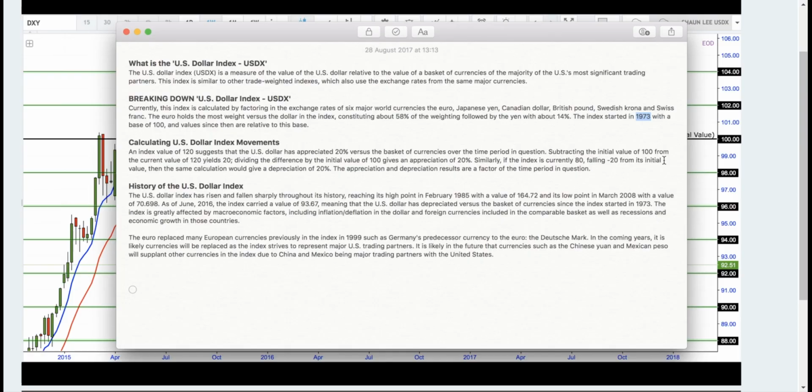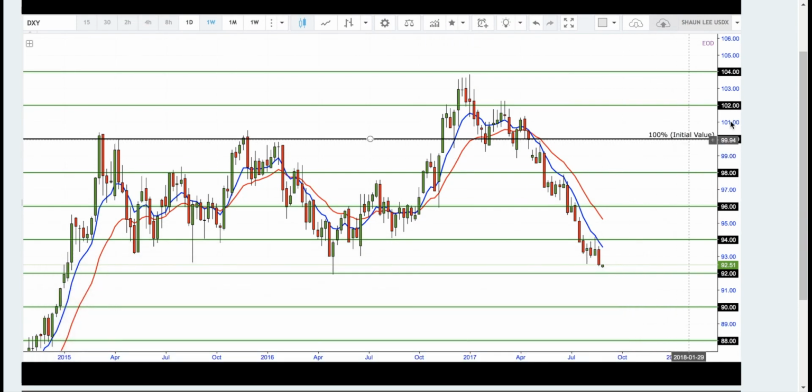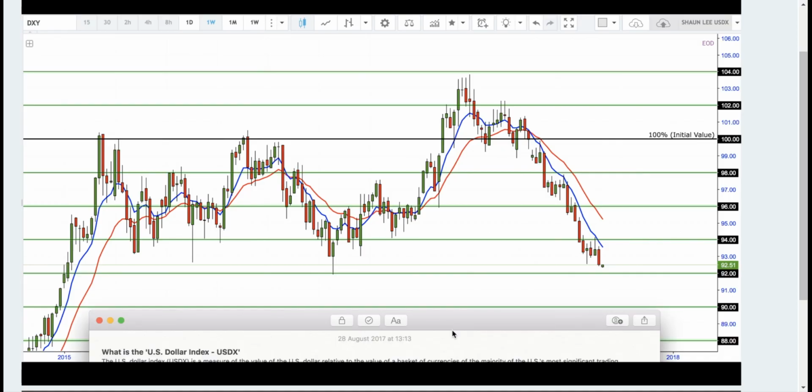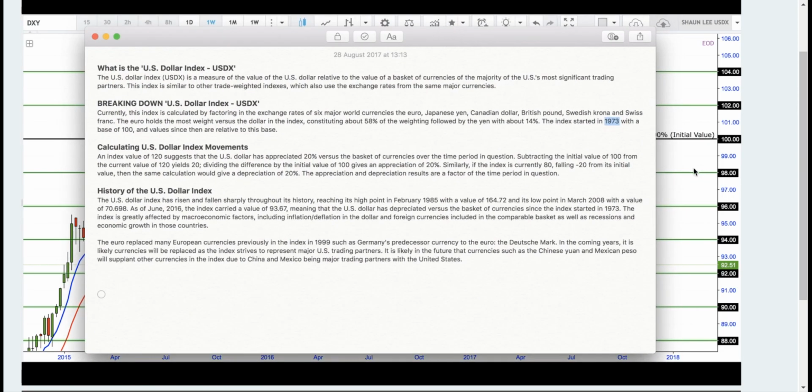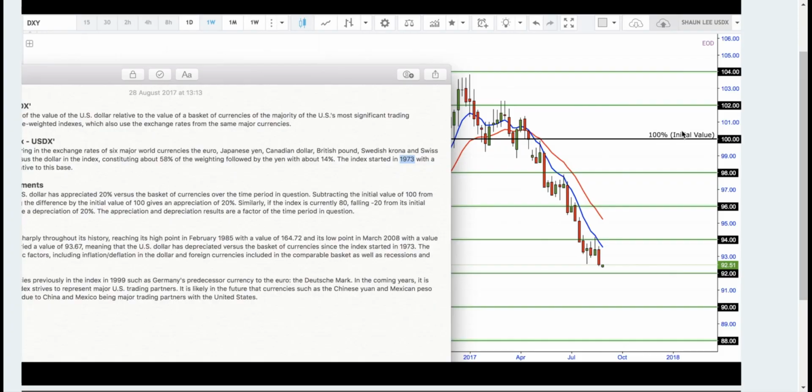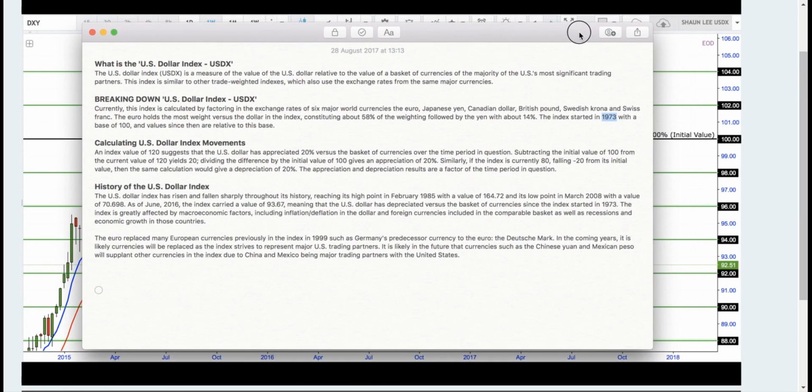So every index has a base of 100. If I look at the chart over here, 100 is the initial value. That's the initial value right here on this line, 100 of the US dollar. To simplify this, and this goes for the other indexes as well, if it's a pound index, 100 will be the same initial value.